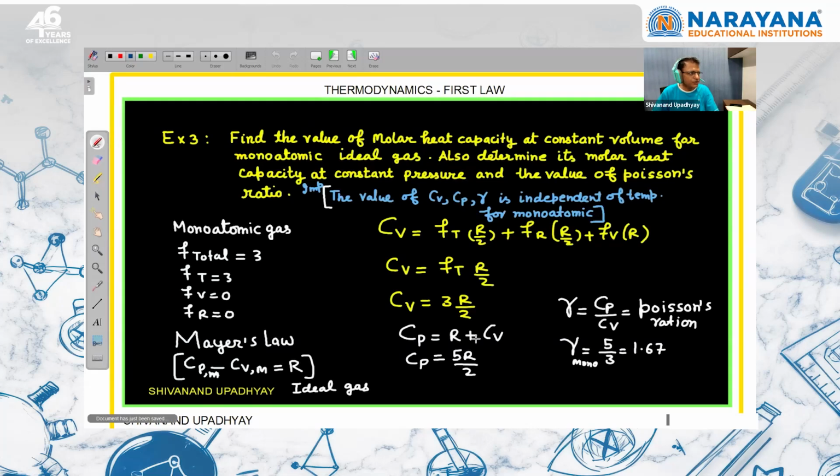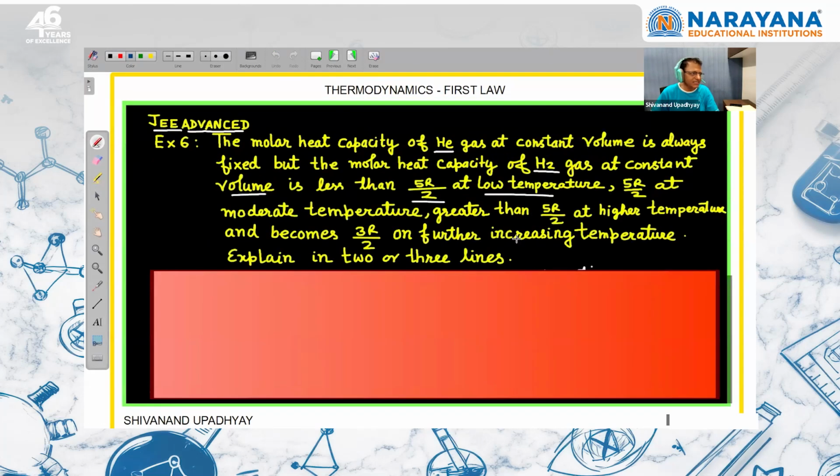So there is a question I want to discuss which was asked in JEE Advanced, a very old question. The molar heat capacity of helium gas at constant volume is always fixed, but the molar heat capacity of hydrogen gas at constant volume is less than 5R by 2 at low temperature, 5R by 2 at moderate temperature, and greater than 5R by 2 at higher temperature, and becomes again 3R by 2 on further increasing the temperature. Explain in 2-3 lines.